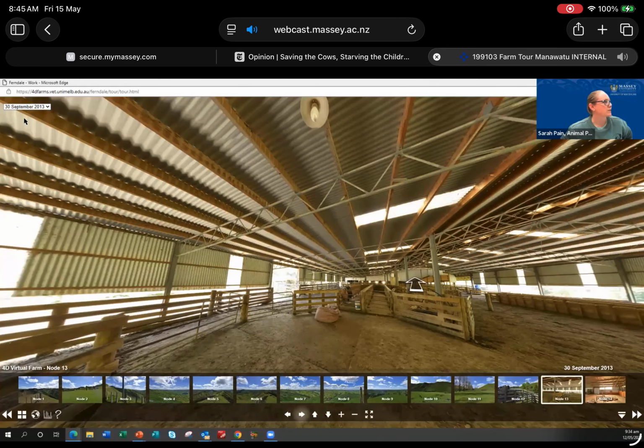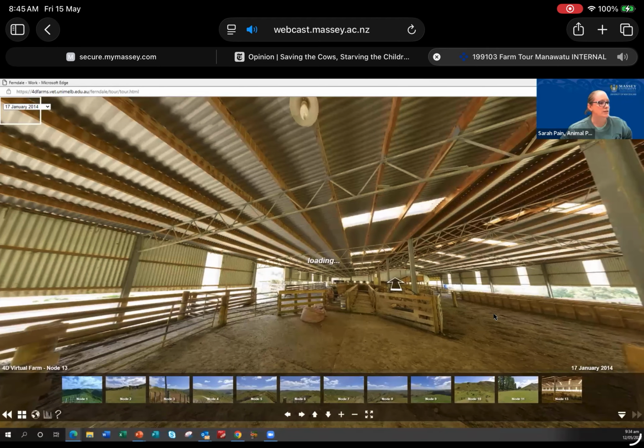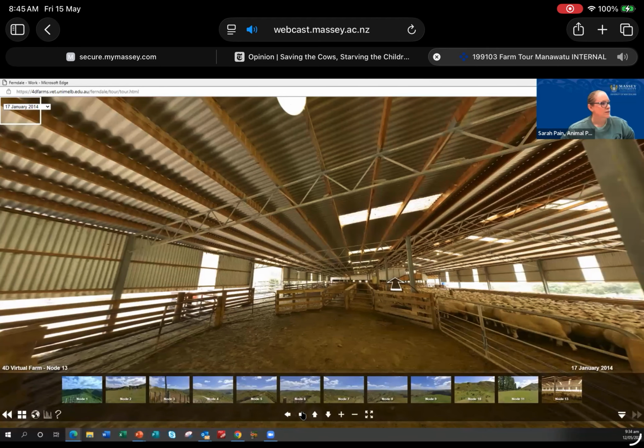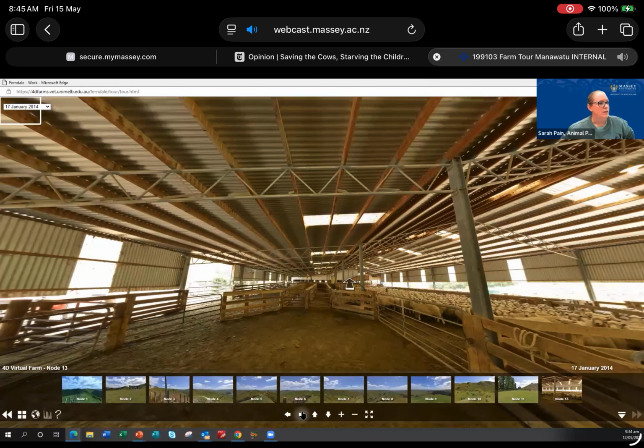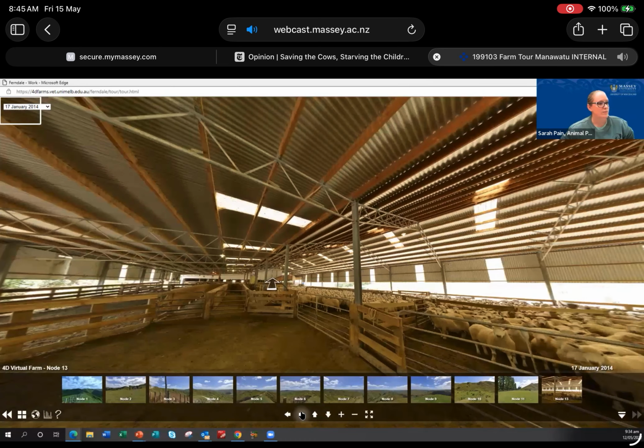there's actually sheep standing in here. Okay, so you can see a bunch of the sheep here that have been brought in for some reason in January. Does anyone who's from a sheep and beef farm want to have a guess at what might be happening in January? What happens in January on your property?